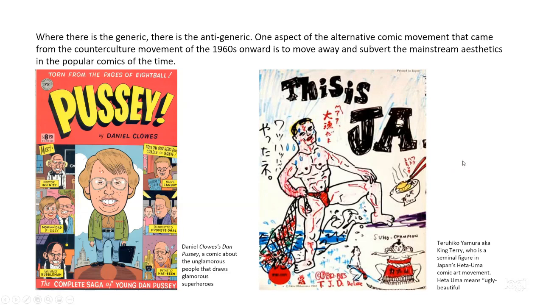And in Japan, around the same time, also in the 60s, there was a counterculture movement, and there was a publication called Garo magazine that published all of this deliberately bad drawing manga. And Teruhiko Yumura, aka King Terry, is a father of this movement called Heta Uma, and Heta Uma literally translates to ugly beautiful.